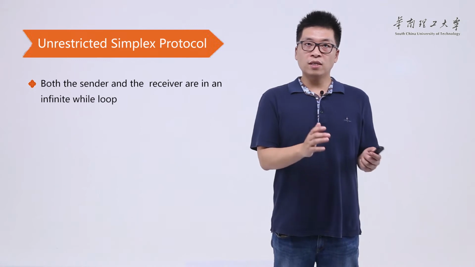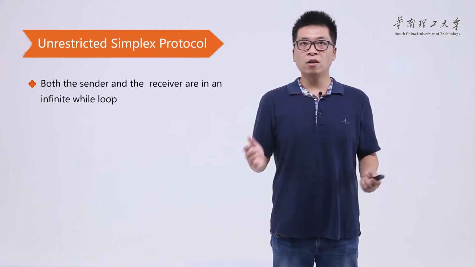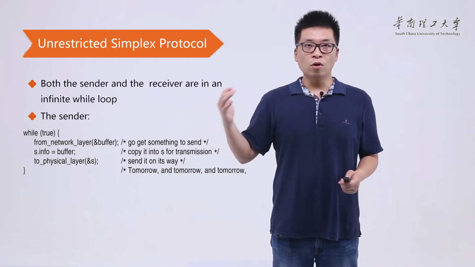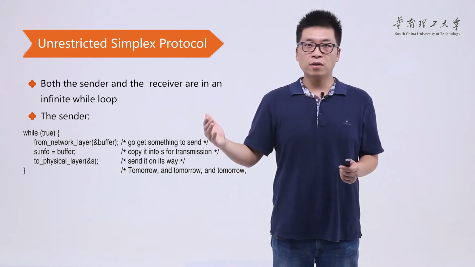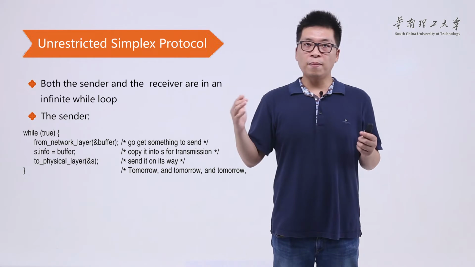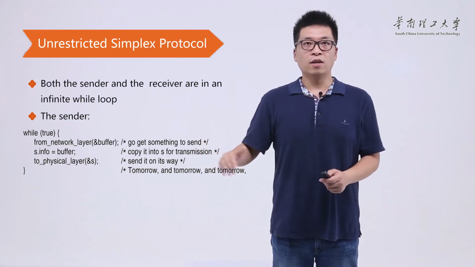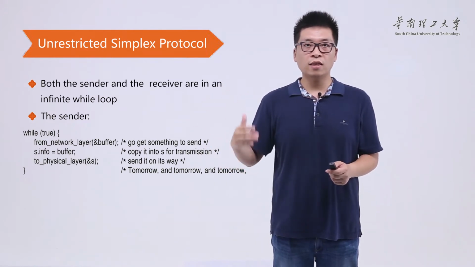So both the sender and the receiver are in an infinite while loop. The sender sits in the loop, saying, I'm always ready to receive data from the network layer. When the network layer delivers data, I pack the data into frames and then pass them to the physical layer. And the sender repeats this again and again.